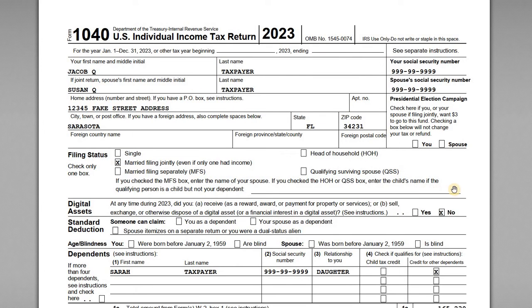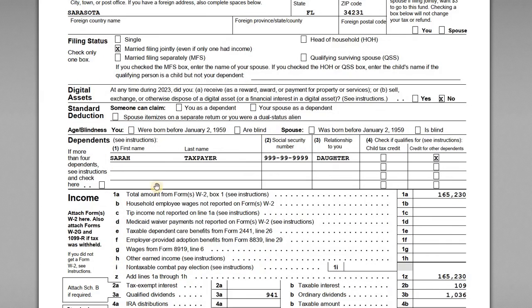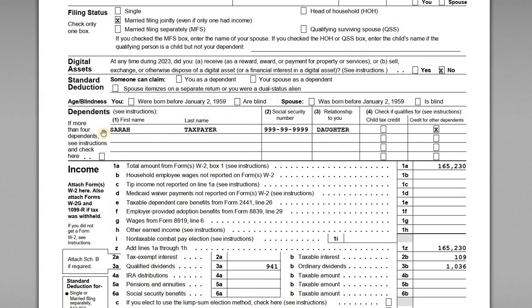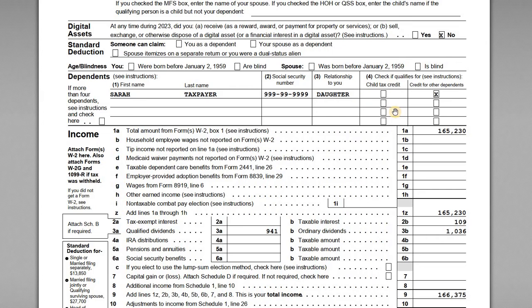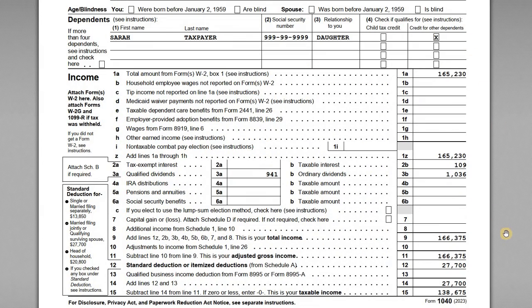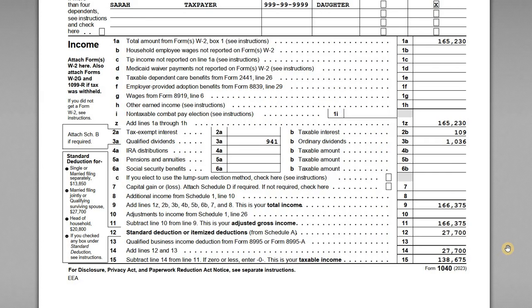So page 1 of the 1040 here, we've got Jacob and Susan's joint return, married filing jointly, and they are claiming Sarah as a dependent. But they are checking the credit for other dependents box. They don't get the child tax credit for her because she is over 16, right? It's under 17 in order to get the CTC. She's 18 years old, so no CTC available, but you do get the credit for other dependents so long as you meet those requirements.